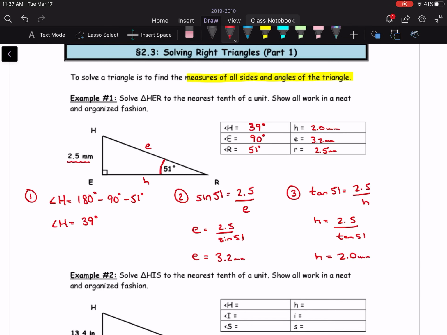Okay, and it's a good idea to look at our table here at the end and make sure this information makes sense. My largest angle should be across from my largest side, and so that's my right angle, 90 degrees, is across from my largest side length, which is the hypotenuse. Okay, my smallest angle then should be across from the smallest side, which it is. Okay, and I can see my angles are adding up to 180 degrees as well.